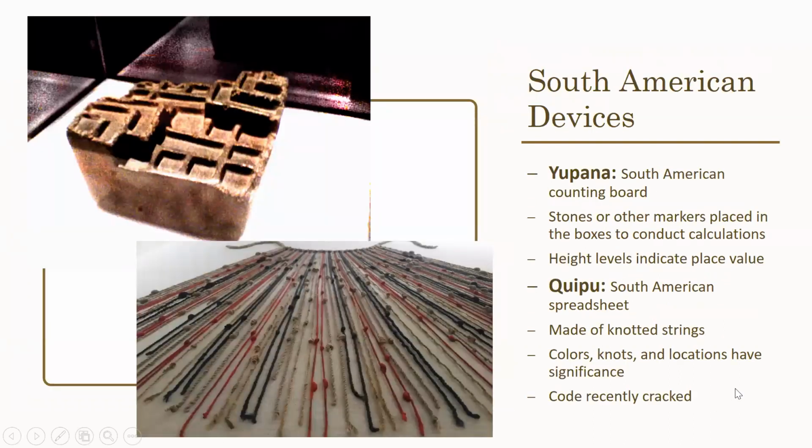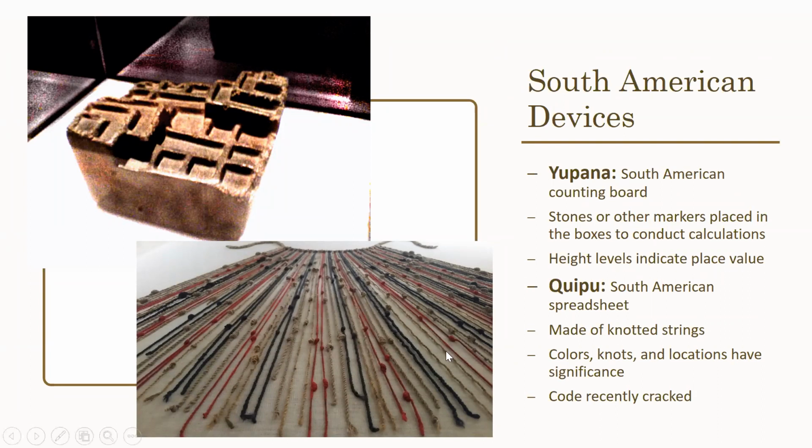In South America, they have a couple of different devices that are in use, or that were in use. The Upana is a South American counting board. That's this right here, and you'll notice that it's 3D. Each level is a higher place. Each higher level is a higher place value.